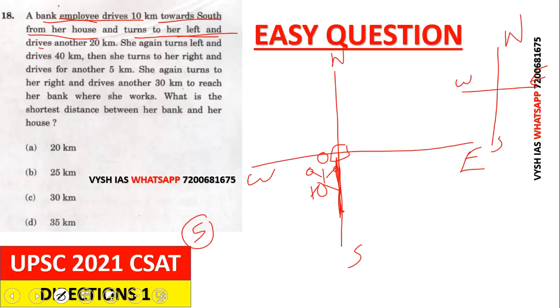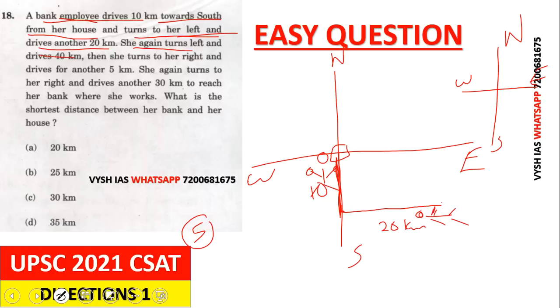Okay, turns her left and drives another 20 kilometer. Okay, so a long one, 20 kilometer left. Then she again turns left. Okay, so here again your person is standing like this, this is 2 hands, this is 2 legs. Okay, so this is the head, so this will be the left. Okay, so left side again, how much is she going? She is going 40 kilometer.